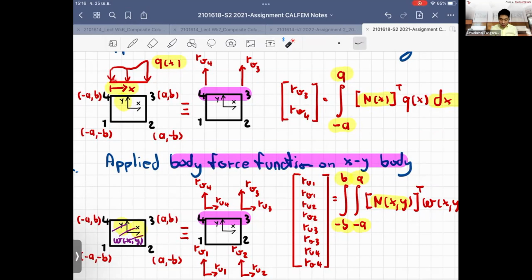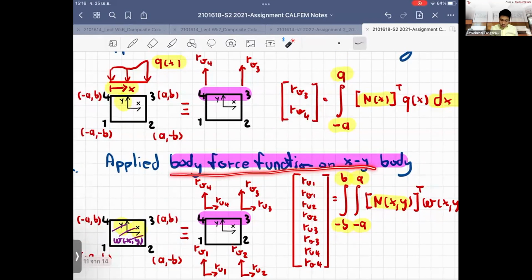If it is a distributed load over the line or over the boundary of the element, you just take the integration over the line, which is from the distance of negative a to a, right? Very simple. And then you just get the nodal force. And don't forget the positive direction of the nodal force. Follow the direction of the degree of freedom always.